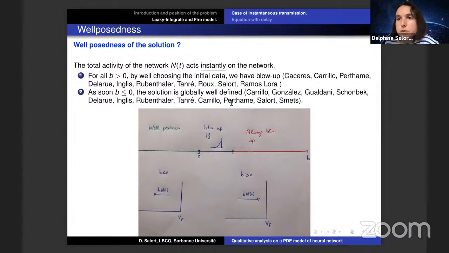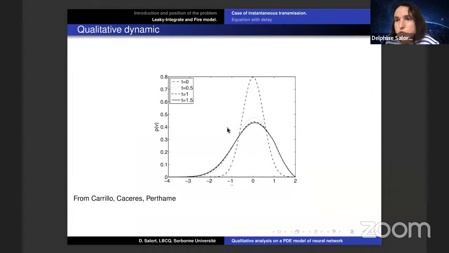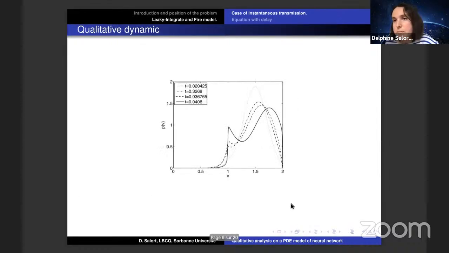Now, if we are interested in the qualitative dynamic, if you make numerical simulations, we have only two types of dynamic. Either we have convergence to a stationary state. Here we have an initial data, and we represent the solution at different times, and we see that very quickly the solution converges to a stationary state. The second type of dynamic is blowup. This means that the solution is not well defined globally. Here we have an initial data, and this time we see that the derivative at V_F, here V_F equal 2, gets larger and larger, and finally the system is not well posed.